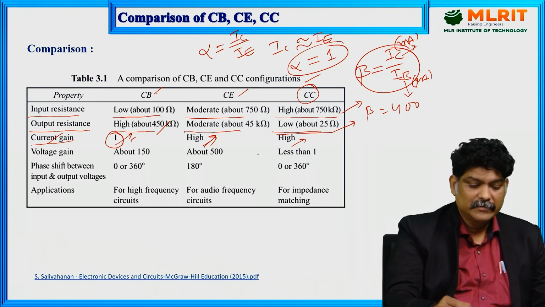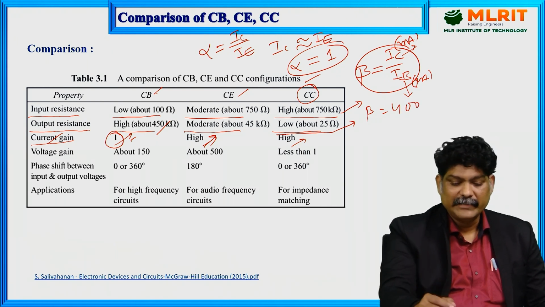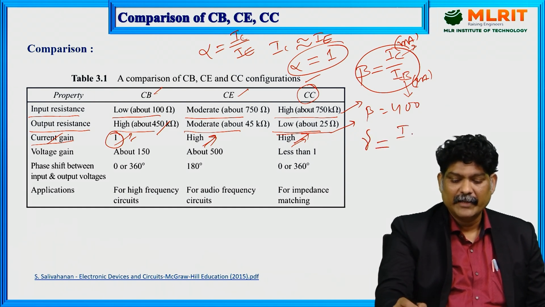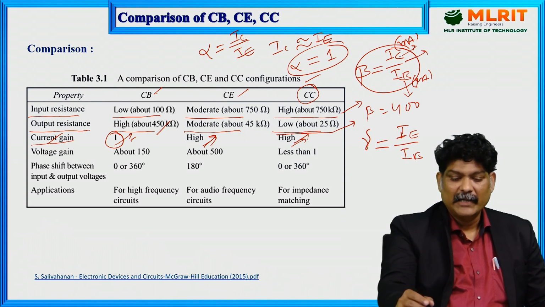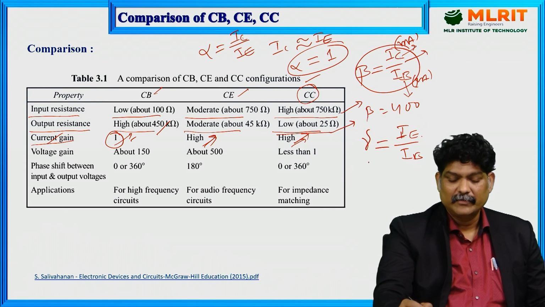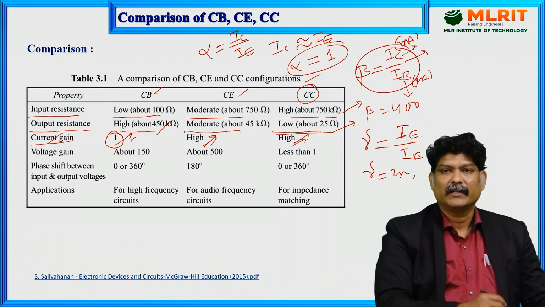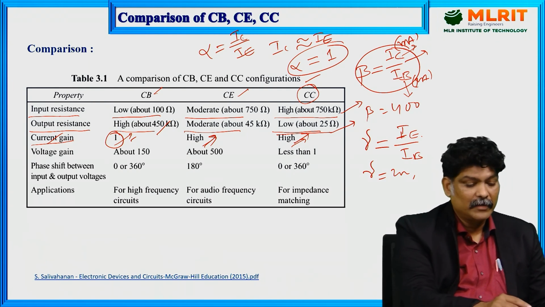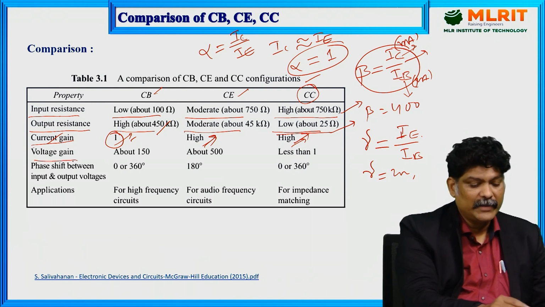The current gain for CC is also similar. Gamma is output current by input current, that is IE by IB. Here IC is approximately equal to IE, so gamma is also of the order of 200 or 300. The next property is voltage gain.